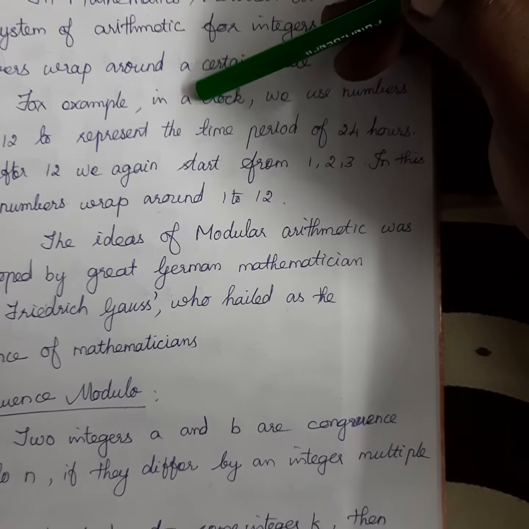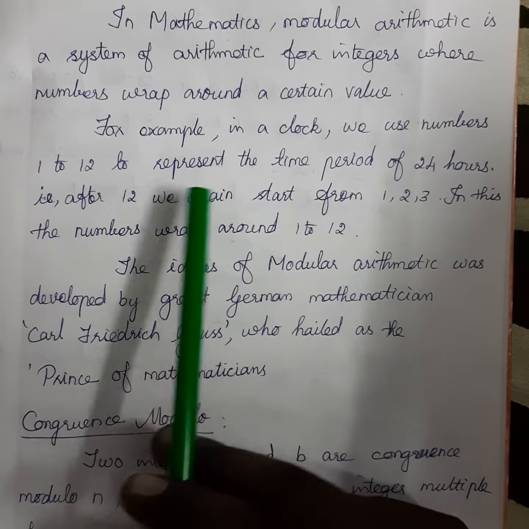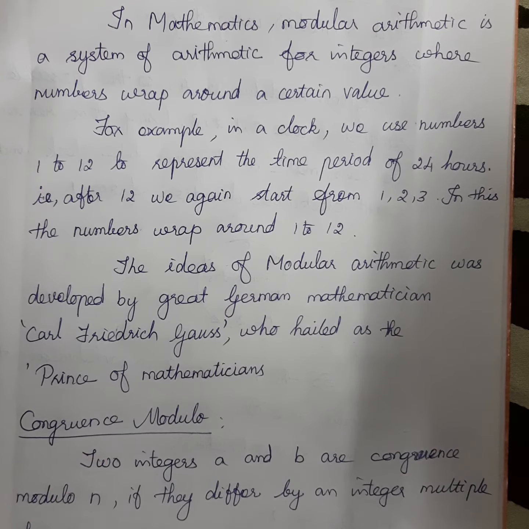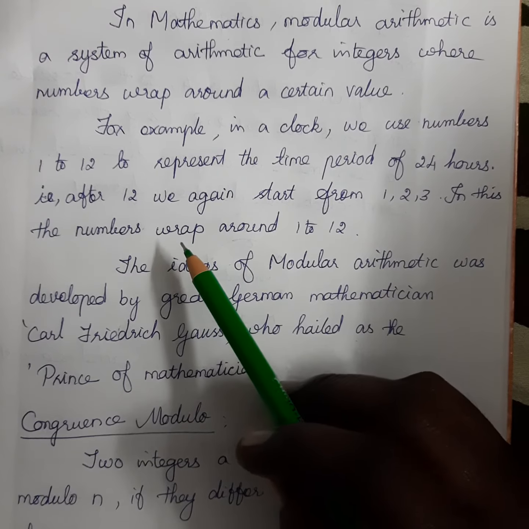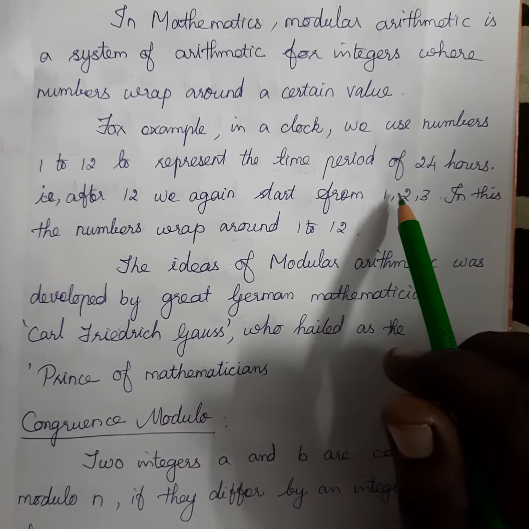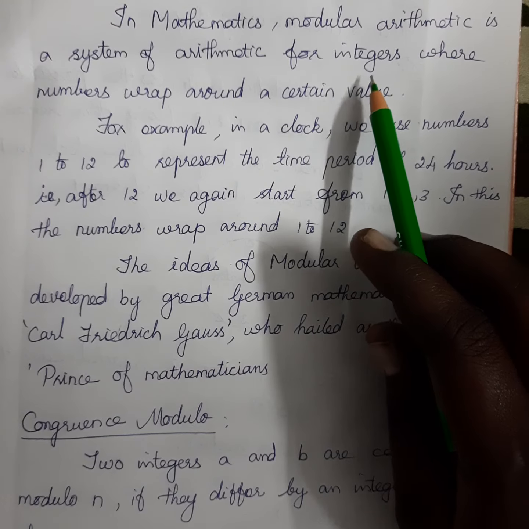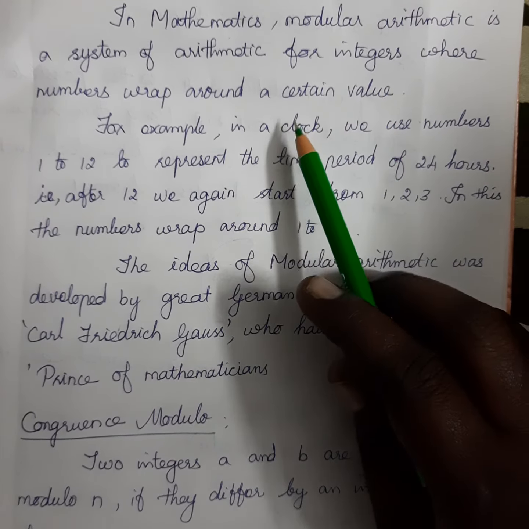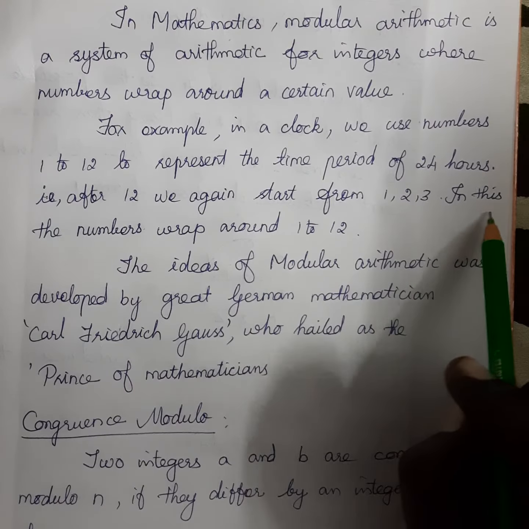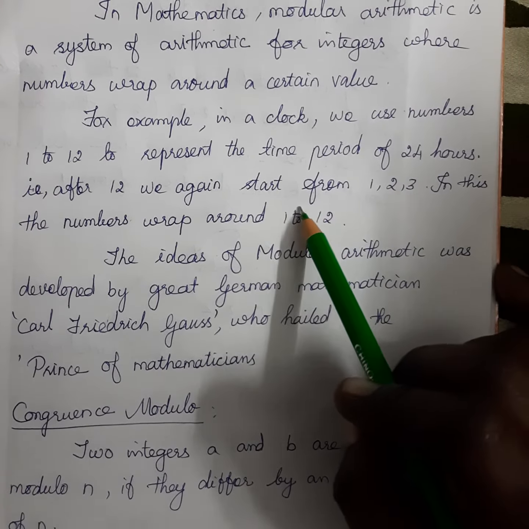For example, in a clock, we use numbers 1 to 12 to represent the time period of 24 hours. Am I correct? So after 12, again we are starting this 1, 2, 3, 4. So 12 hours, 12 plus 12, it is 24 hours. 2 times only we are doing. But in modular arithmetic, we can rotate, we can wrap these numbers again and again, as many times as we need. After 12, we again start from 1. The numbers wrap around 1 to 12, that is in the clock for 24 hours.